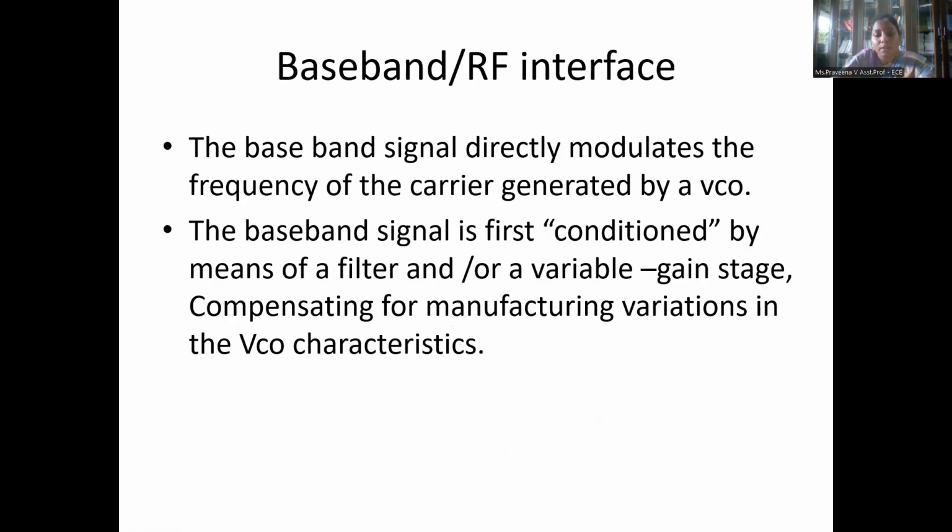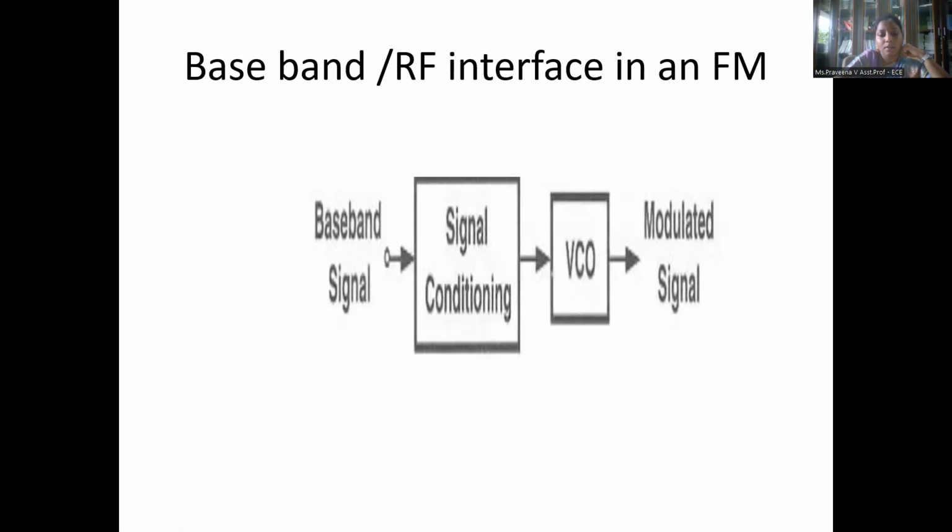So the baseband RF interface. In this diagram, first is the baseband signal. This is the original information signal. It is a low frequency signal that contains the message to be transmitted. Then it is given to the signal conditioning block. Before applying the baseband signal to the VCO, it passes through the signal conditioning circuit. VCO is nothing but a voltage controlled oscillator. This block mainly performs filtering, amplification, and scaling.